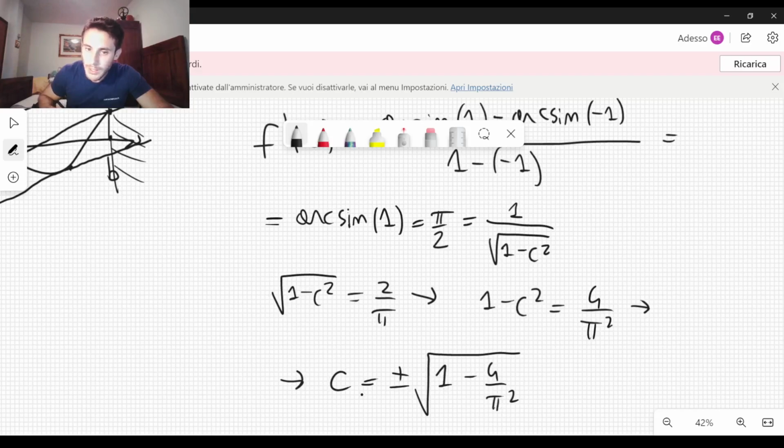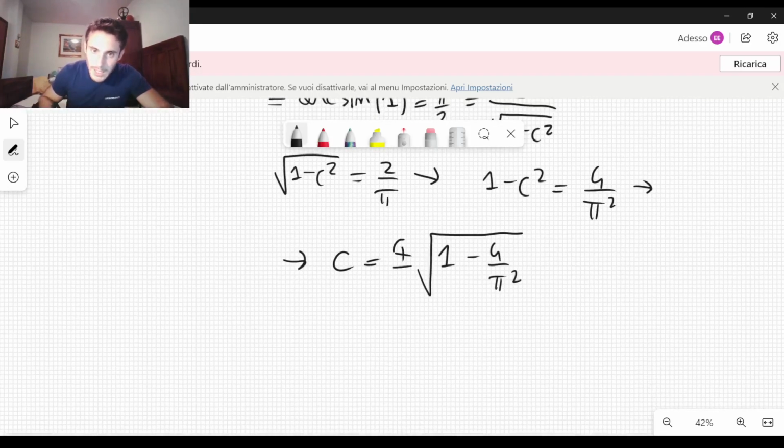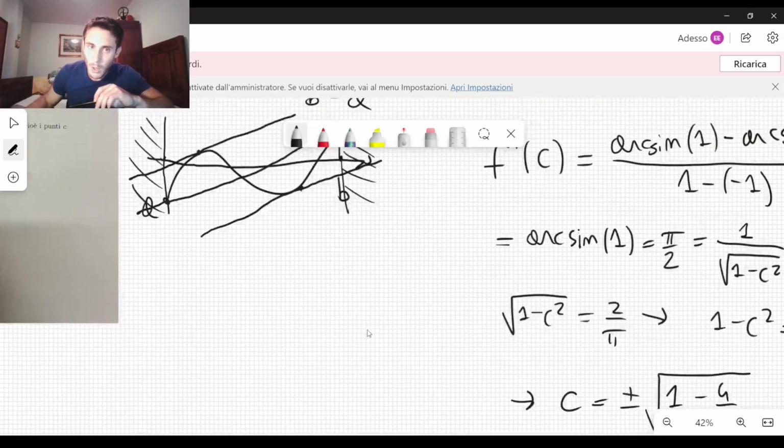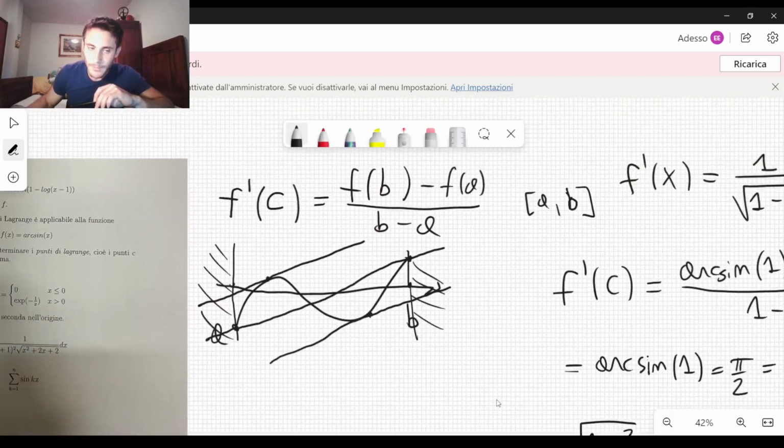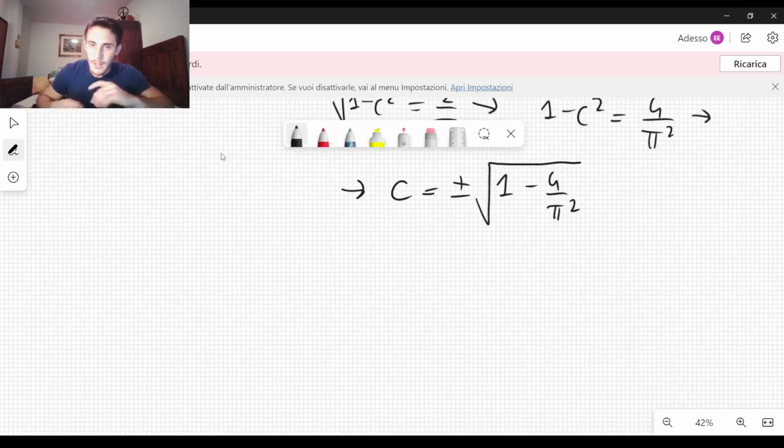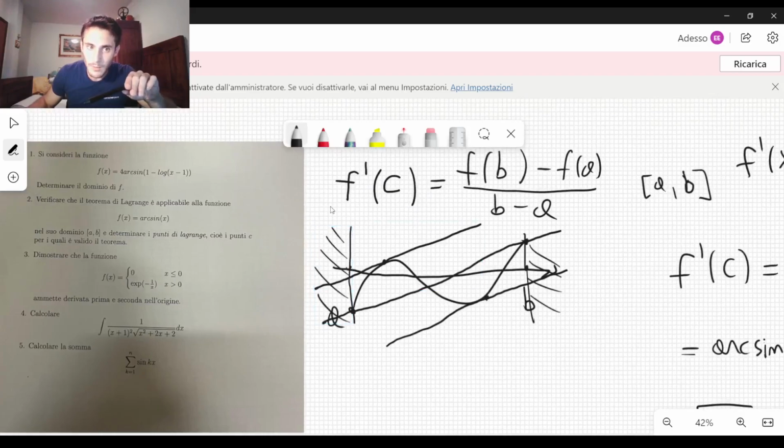So we have two points C, one with a plus and the other one with the minus, for which the theorem holds. So the points lie in the interval minus 1, 1, because the absolute value of C is less than 1. And we solved the second problem. Next time, we will solve the third one.